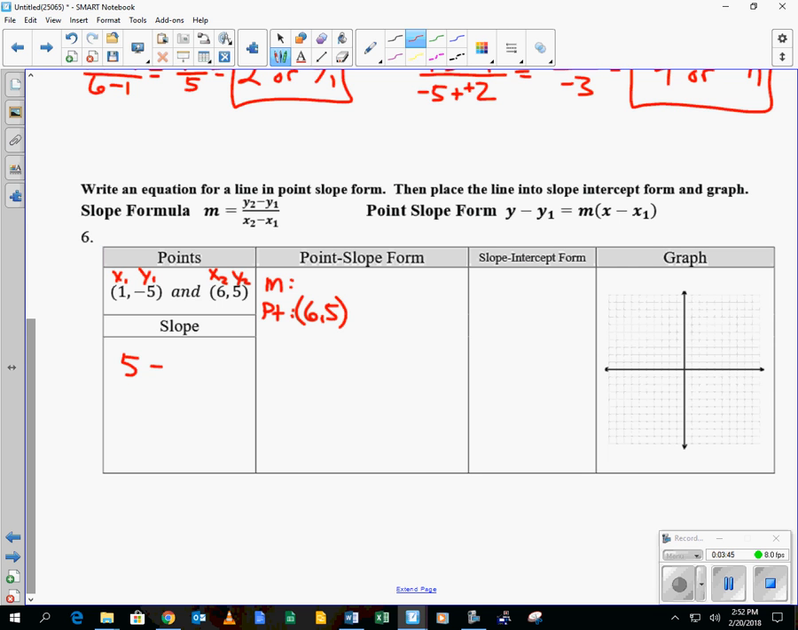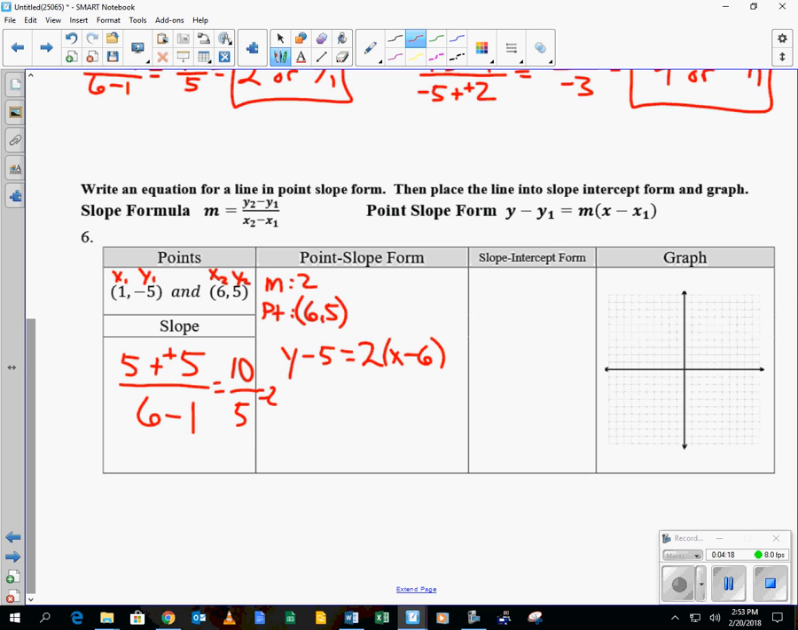5 minus -5 over 6 minus 1. 5 minus -5, I add the opposite, and we get 10. 6 minus 1, subtract, and I get 5. So slope is 2. Now that I have that, I'm going to do exactly what we did up above, which is write an equation. Y minus 5 equals 2 times x minus 6.